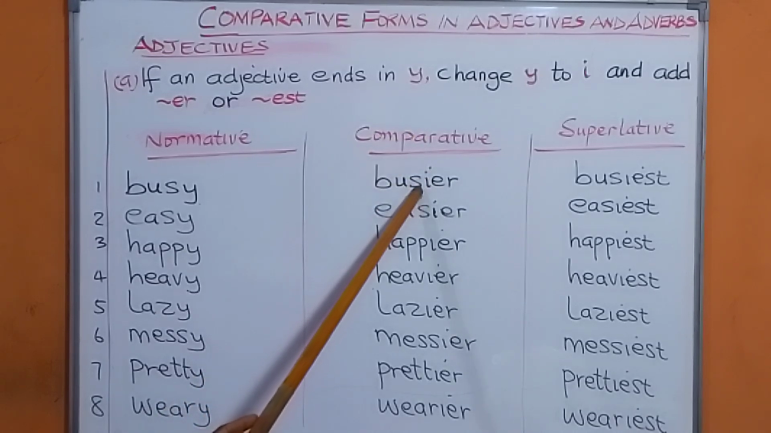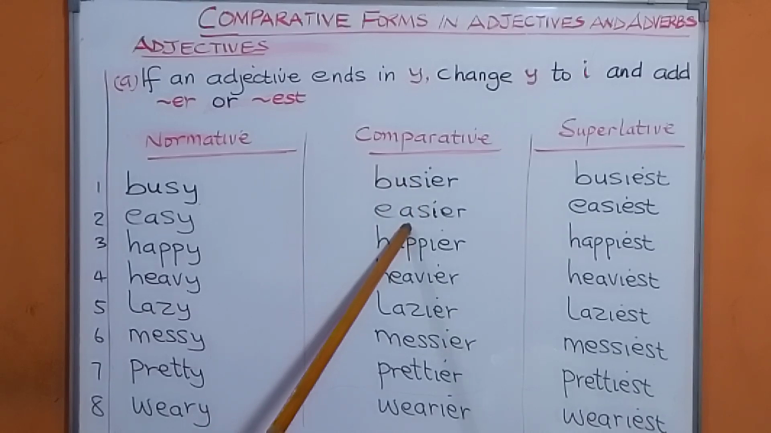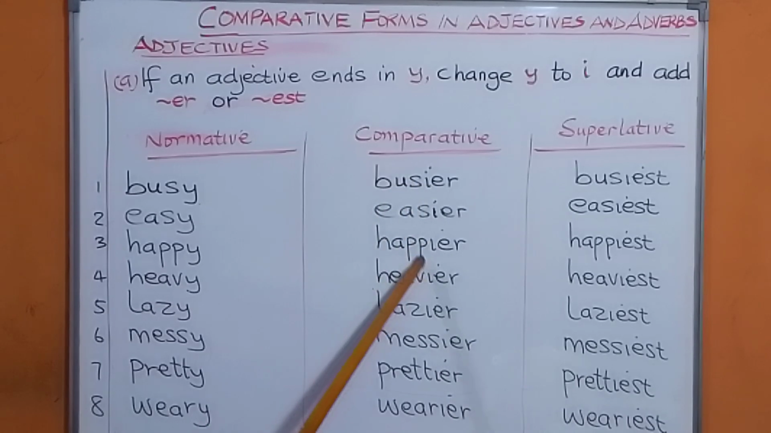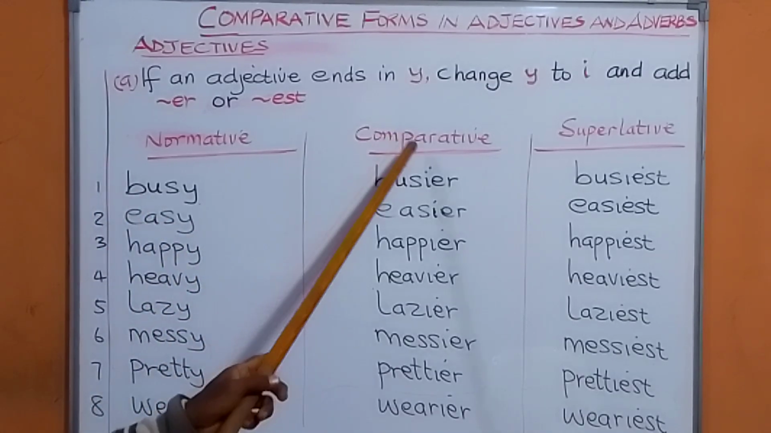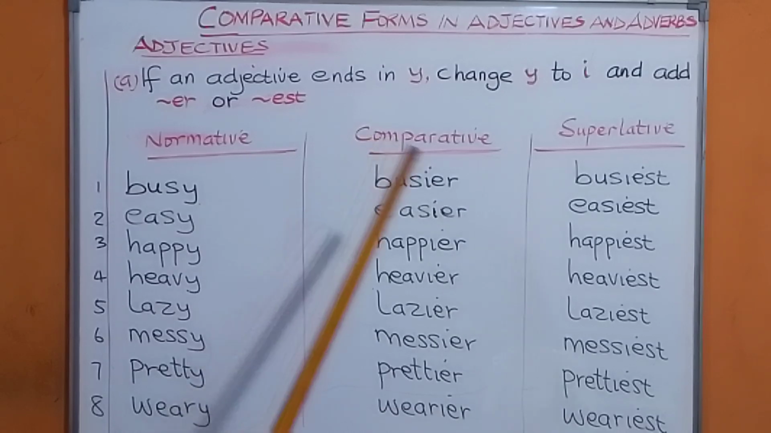Remember the word than. Busier than. I am busier than my brother. This work is easier than yours. My uncle is happier than my auntie. This load is heavier than yours. Remember, anytime you hear than, you know that it's comparative.